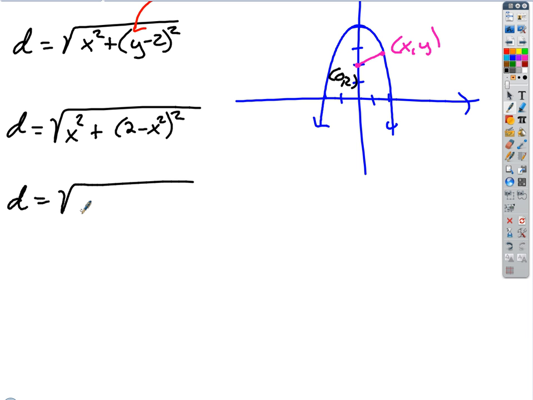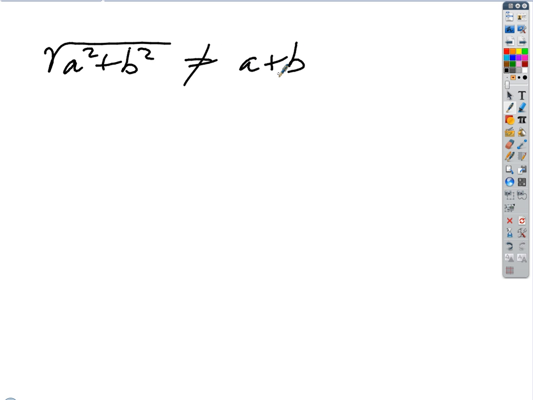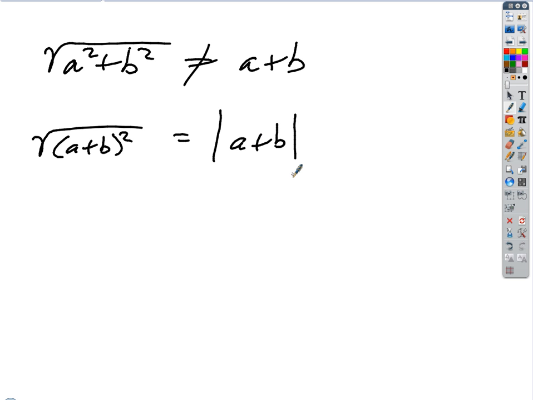Can you just cancel the square root and the squares? No, huh? Can't. Ah, good, glad you asked that. I can't do that because the square root of a squared plus b squared is not equal to a plus b, right? Now here's something I could do. If I had the square root of a plus b quantity squared, then that would equal the absolute value of a plus b. But that's different, isn't it? Because a plus b quantity squared would be a squared plus 2ab plus b squared, which I don't have. See the difference? Okay. Questions on that?